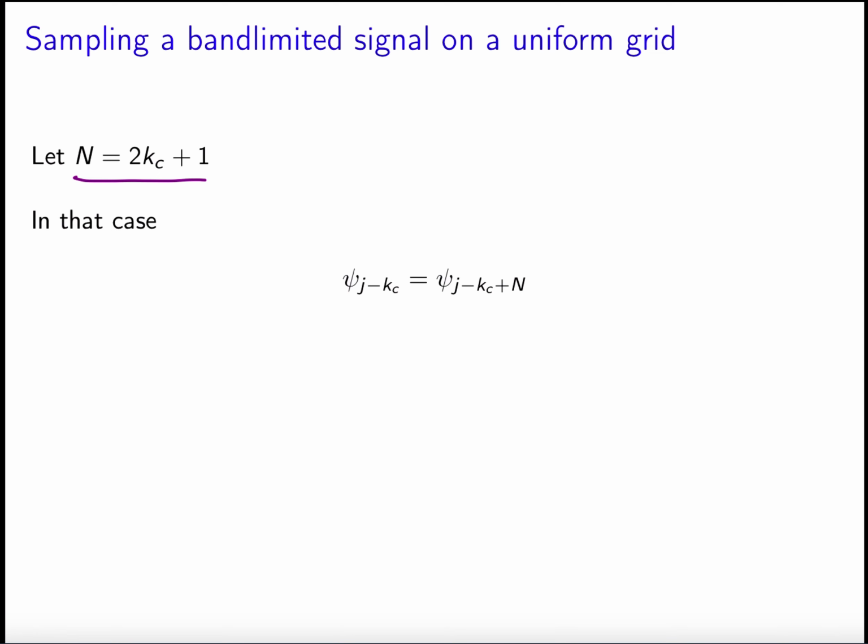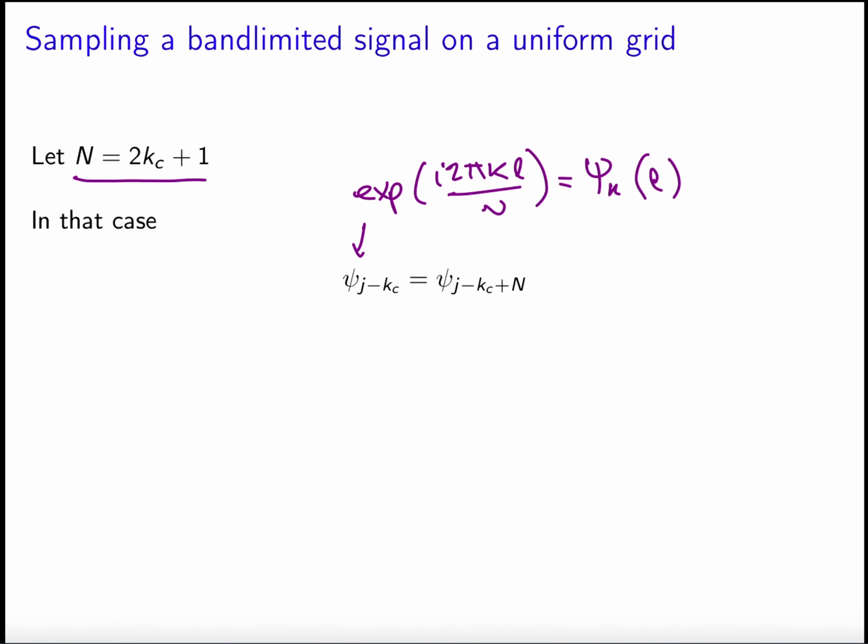So we're going to assume again that n is equal to 2kc plus 1, so we have enough samples to estimate the Fourier coefficients. In that case, remember that psi_k is just equal to e^{i 2 pi k l over n}. This is the lth entry of psi_k. It's of this form.